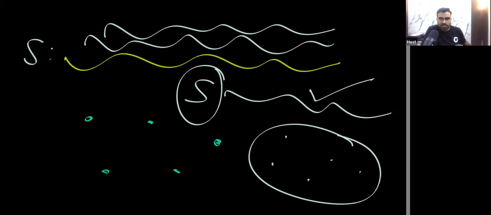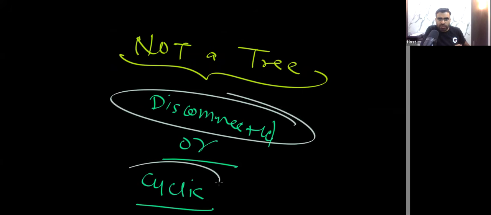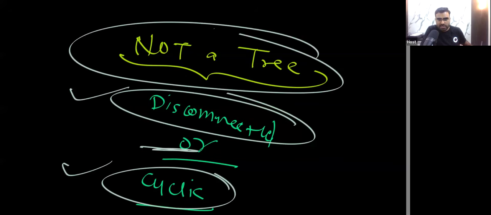Okay, and tell me one thing, if you want to create a graph which is not a tree, then what can you do? Either you create a disconnected graph, yes or no? If you create a disconnected graph, then definitely it is not a tree. Or you create a cyclic graph. Either you create a disconnected graph or you bring in a cycle. Then in this situation, your graph will not be a tree.